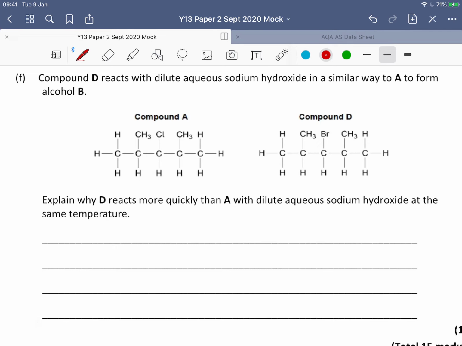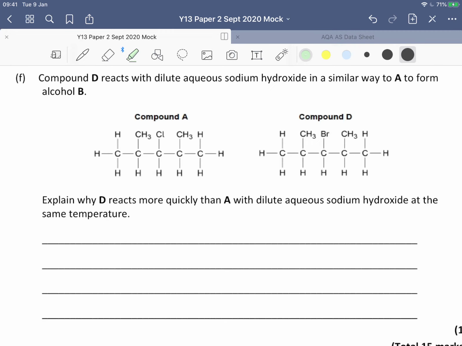And then this is the final part of the question. It says compound D reacts with dilute aqueous sodium hydroxide in a similar way to A to form alcohol B. So the same reaction is taking place. It's a nucleophilic substitution. We are making exactly the same alcohol. We've just started with a different halogenoalkane. And then it says explain why D reacts more quickly than A, given everything else is the same.